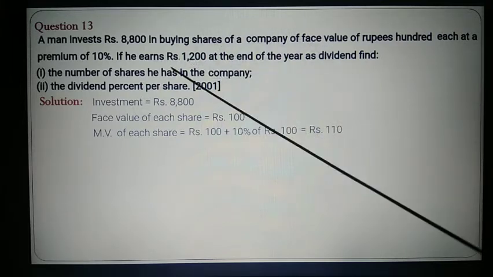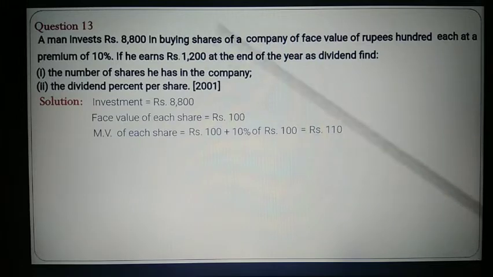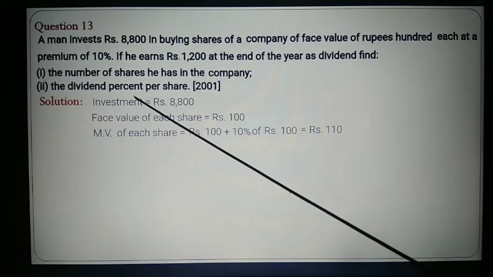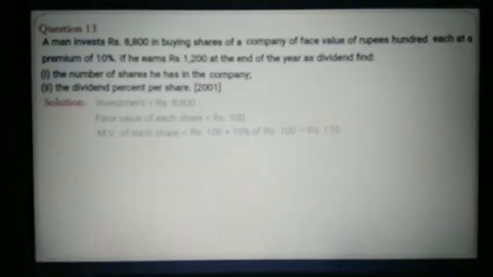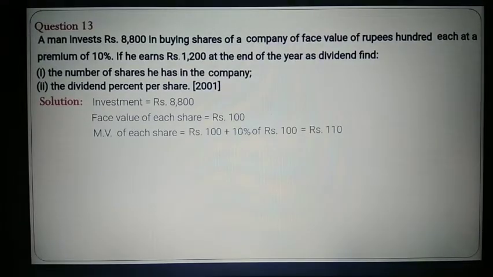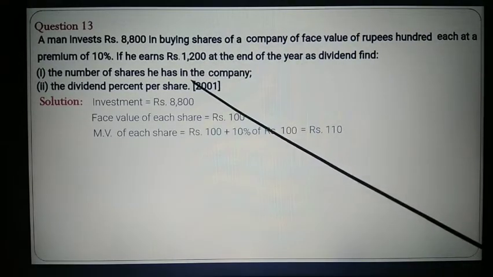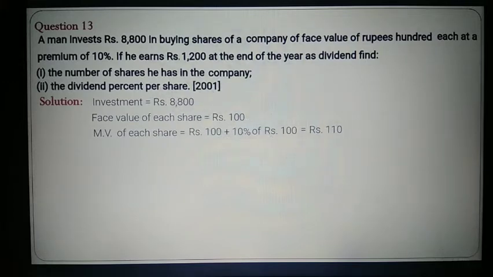You need to find the number of shares. Okay, and the first one is the number of shares and the next one is dividend percent per share. Let's see how to do that. Now we know that the number of shares is given by total investment by MV. Yes or no? So the number of shares is total investment by MV, which is 80.